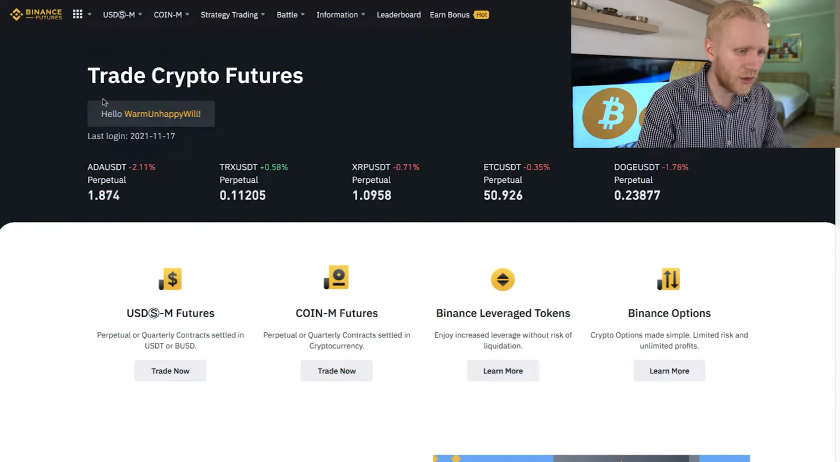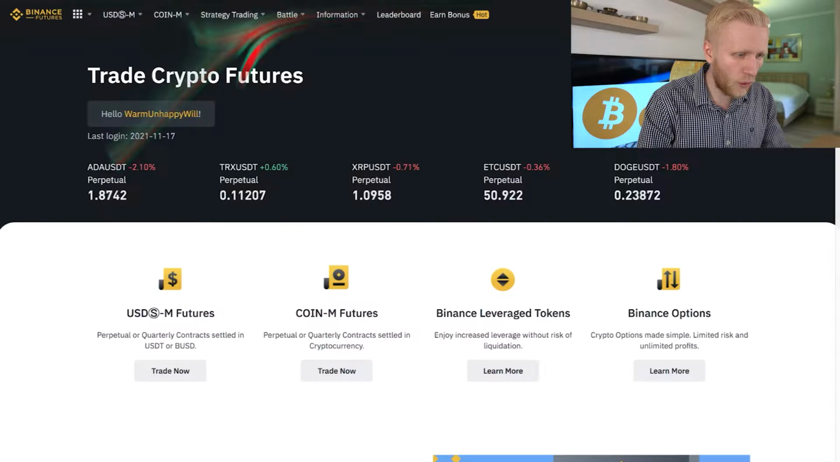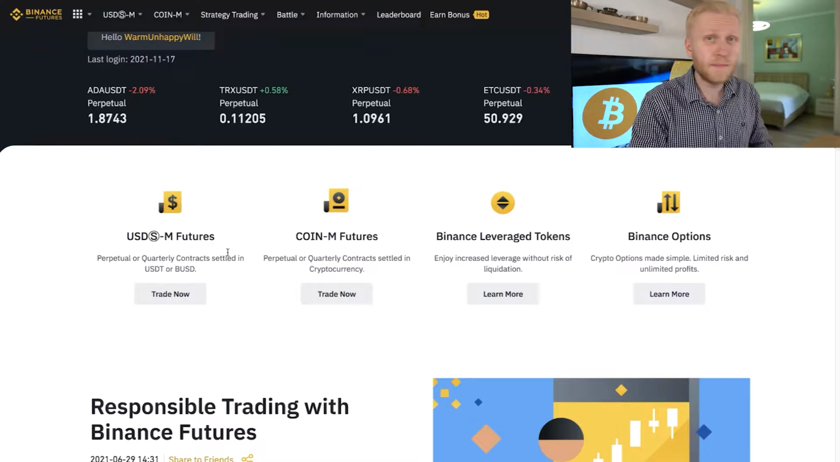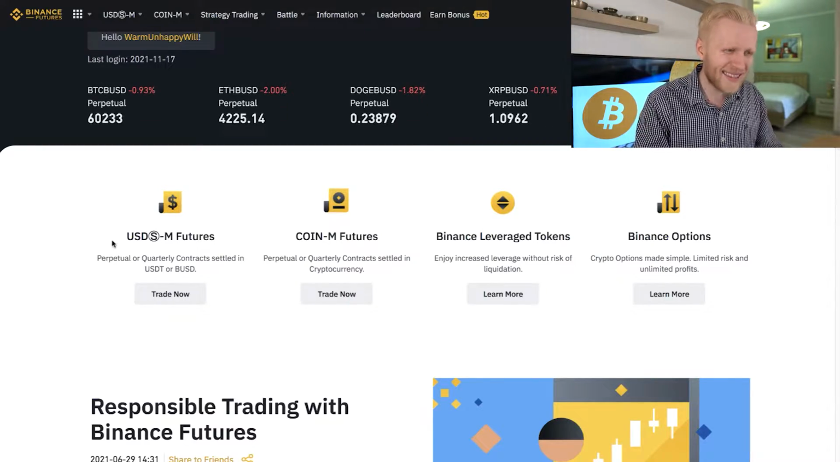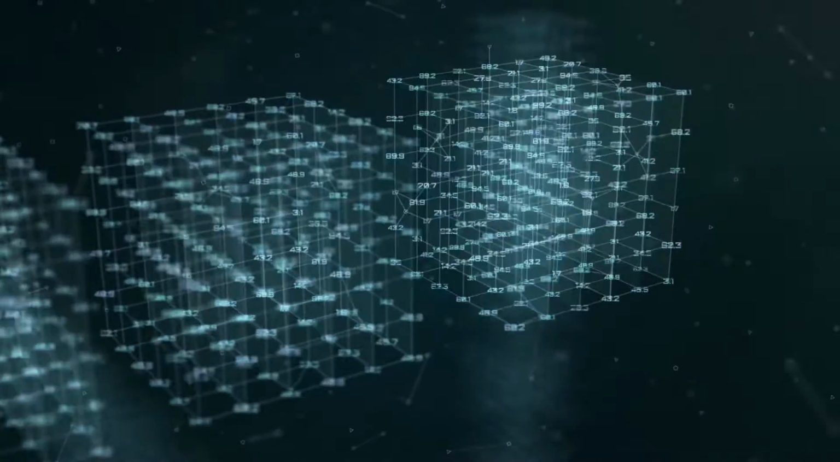So once you have come here to trade crypto futures, we came here to derivatives and then this overview. Here you can see that you can trade basically everything on Binance. It's such a massive platform with tens of millions of people. It's literally massive, billions of dollars here.